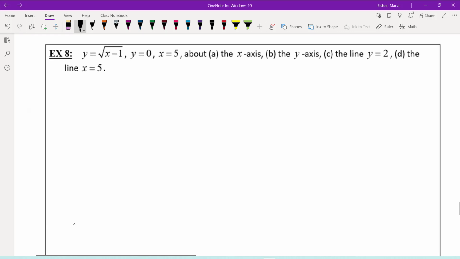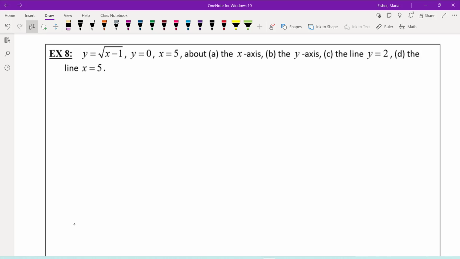The last example has us looking at the exact same region, but rotating it about 4 different things: about the x-axis, the y-axis, the line y equal 2, and the line x equal 5. So we're going to have to determine when we have this region, the region doesn't change, but when we have this yellow region that we're going to draw, are we a disk or are we a washer depending on what we rotated about? And then find again the limits of integration and the radii.